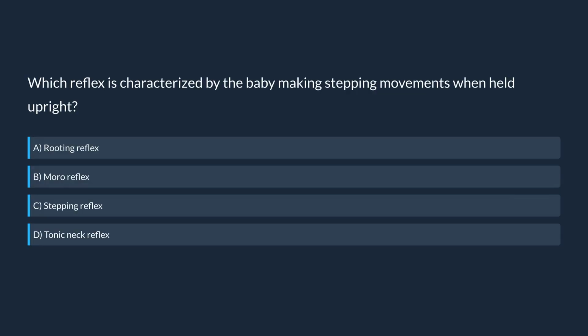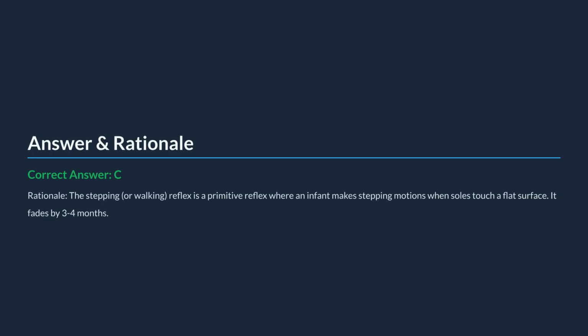Finally, on reflexes. Which reflex is characterized by the baby making stepping movements when held upright? The correct answer is C. The stepping or walking reflex is a primitive reflex, where the infant makes stepping motions when their soles touch a flat surface. It disappears by 3 to 4 months of age.